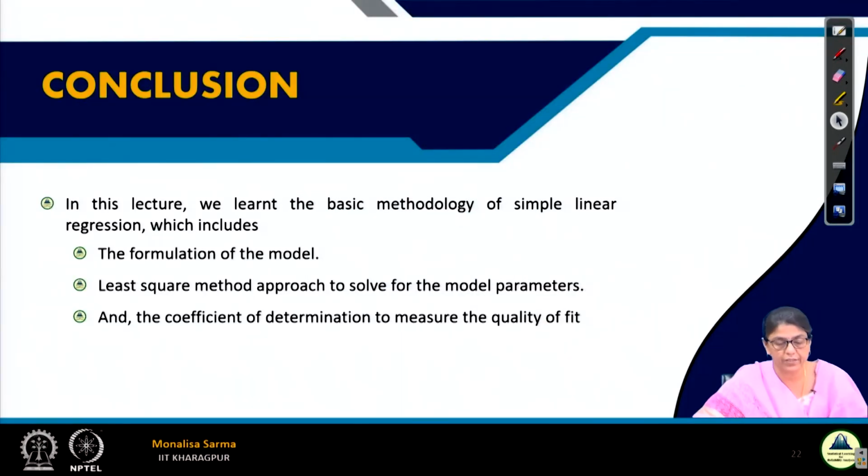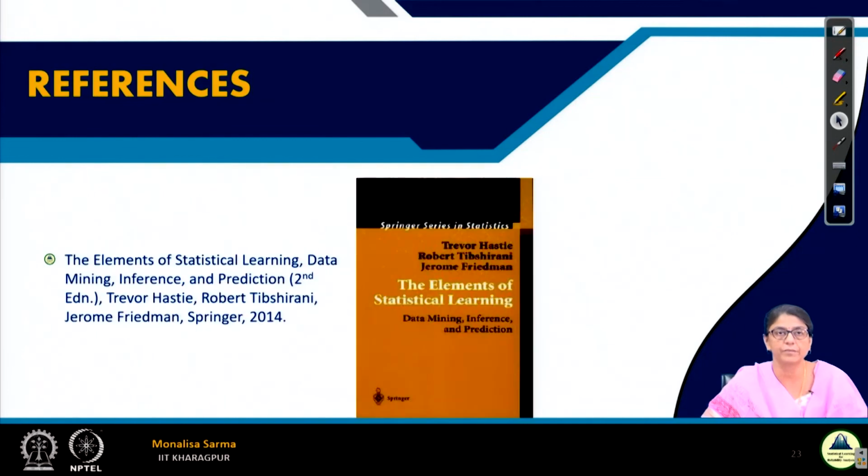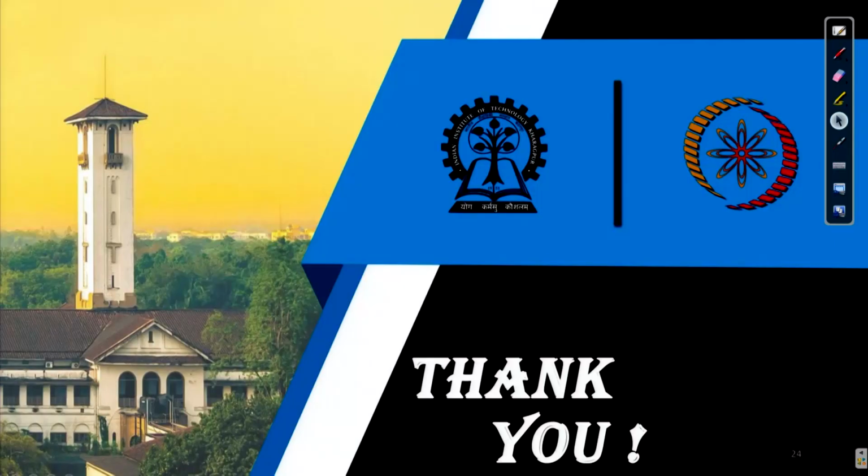So, in this lecture we learned the basic methodology of simple linear regression. That includes the formulation of the model, how we formulate the model to get the function between the dependent variable and the independent variable. Then we saw the least squares method, the approach to solve for the model parameters alpha and beta, that is the intercept and the slope. And we also saw the coefficient of determination, R square, to measure the quality of fit. So we have discussed all these three things in this lecture.